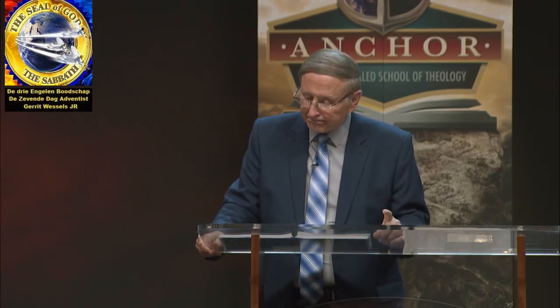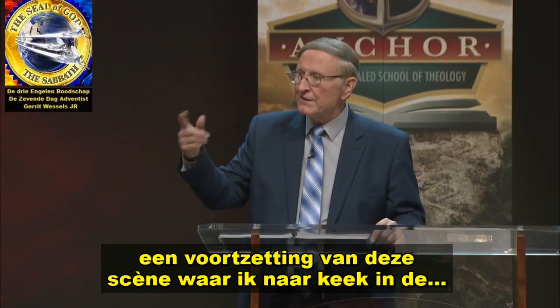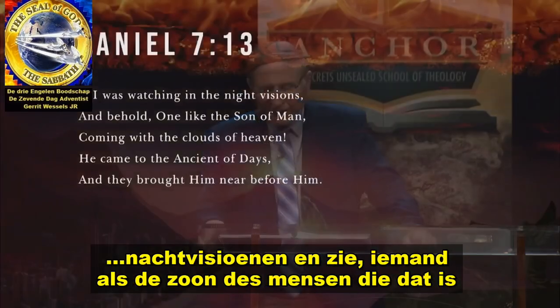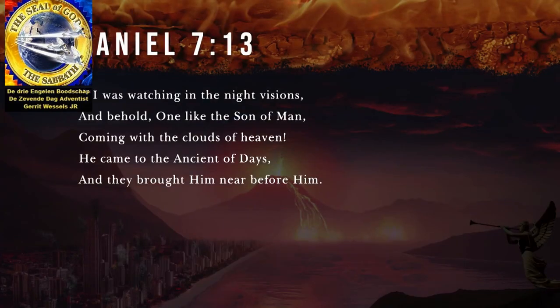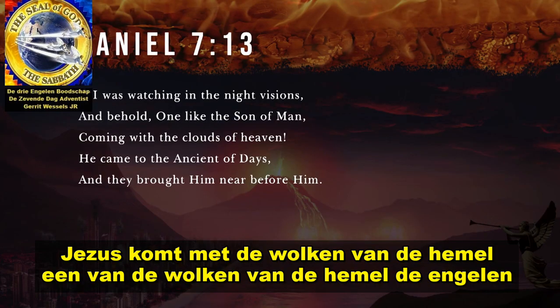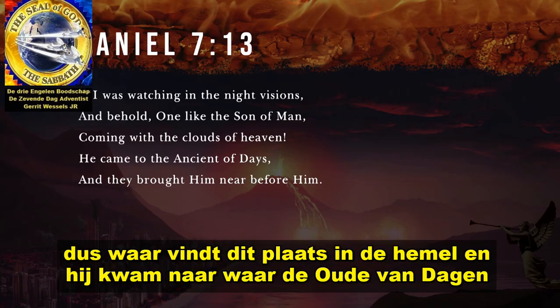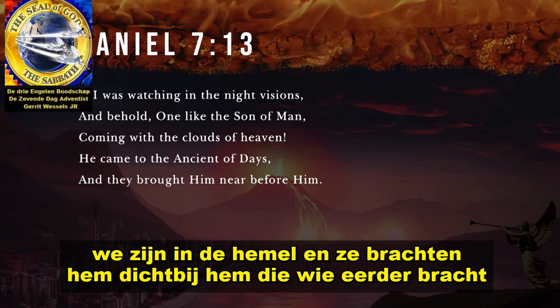Now, let's go to verses 13 and 14. This is a continuation of this scene. I was watching in the night visions, and behold, one like the Son of Man. Who is that? Jesus. Coming with the clouds of heaven. What are the clouds of heaven? The angels. So where is this taking place? In heaven. And he came to where? The Ancient of Days.